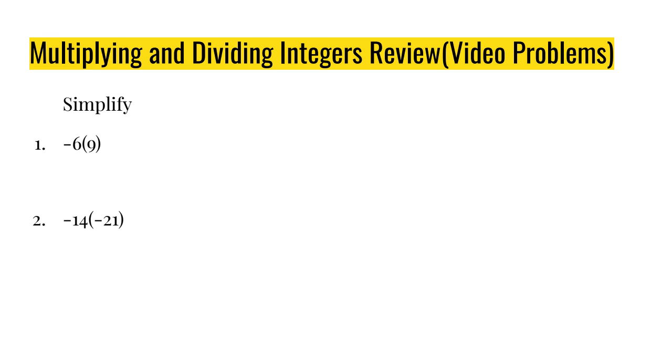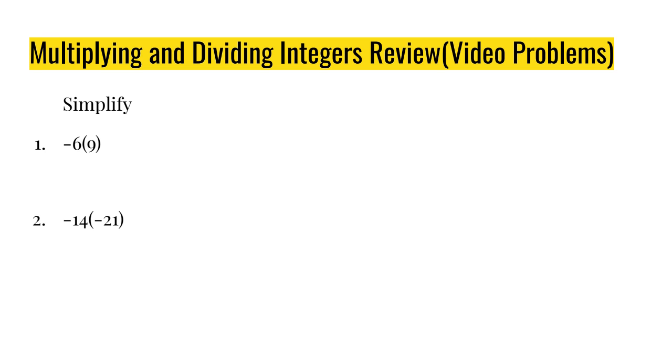Okay, we're going to look at simplifying, which means multiplying and dividing integers in this case. I look at my two problems, and the first thing I notice is they're both multiplication. I can tell by the parentheses. In problem number one, one number is negative and one number is positive. In problem number two, they're both negative. So even though we're multiplying, we have two different types of problems going on here. Let's start with number one.